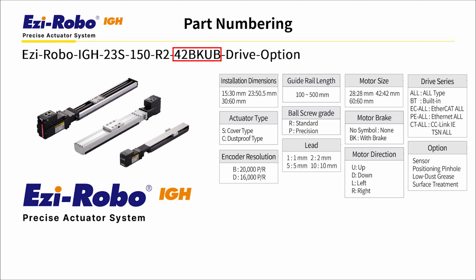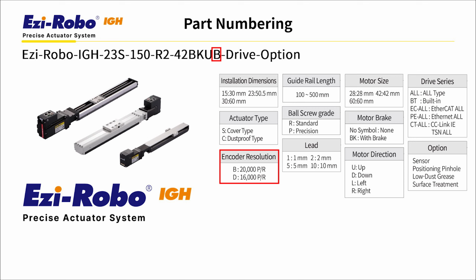42 BKUB. 42 indicates the size of the stepping motor, with available sizes being 28 mm, 42 mm, and 60 mm. BK indicates whether a brake is attached. Two options are available, with brake, BK, and without brake, which is no symbol. U indicates the direction of the motor installation. Options include U, up, D, down, L, left, and R, right.